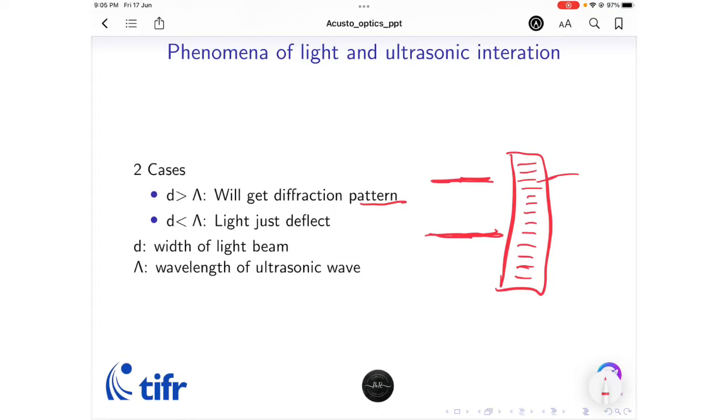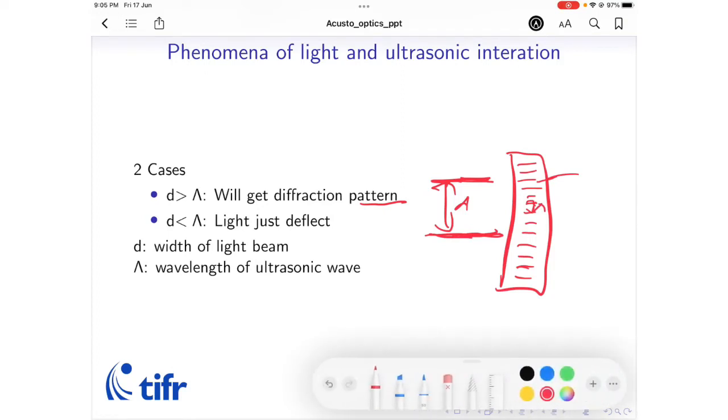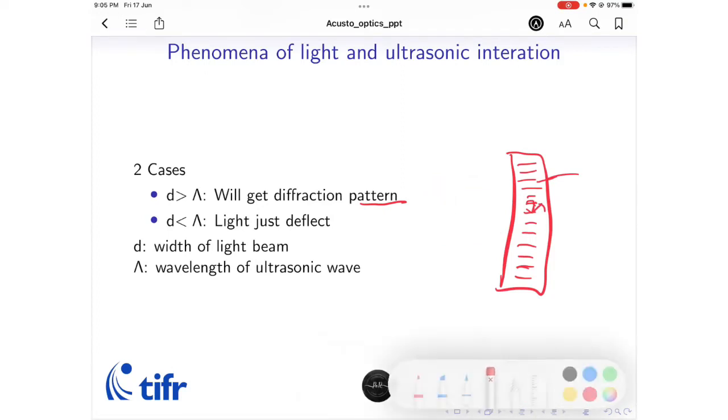But if the beam size d is less than the wavelength, capital lambda, that means if it is this much, it will just get deflected. The reason is that now it does not look like a grating. It will just get deflected, maybe looks like a lens. But our interest is in the other portion.